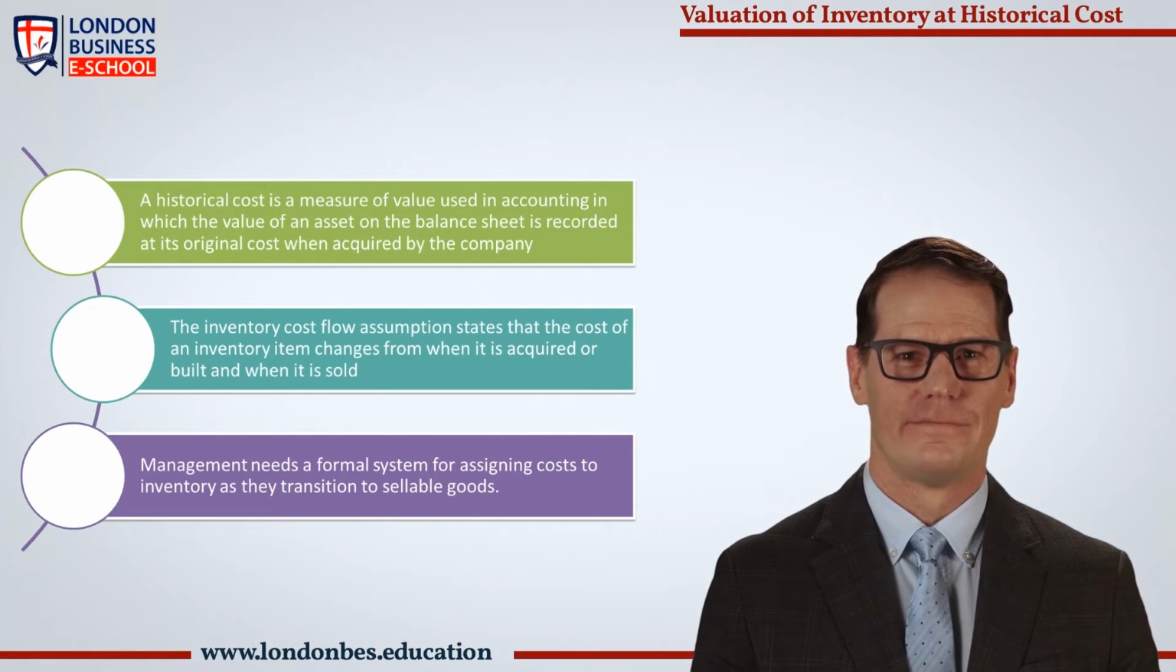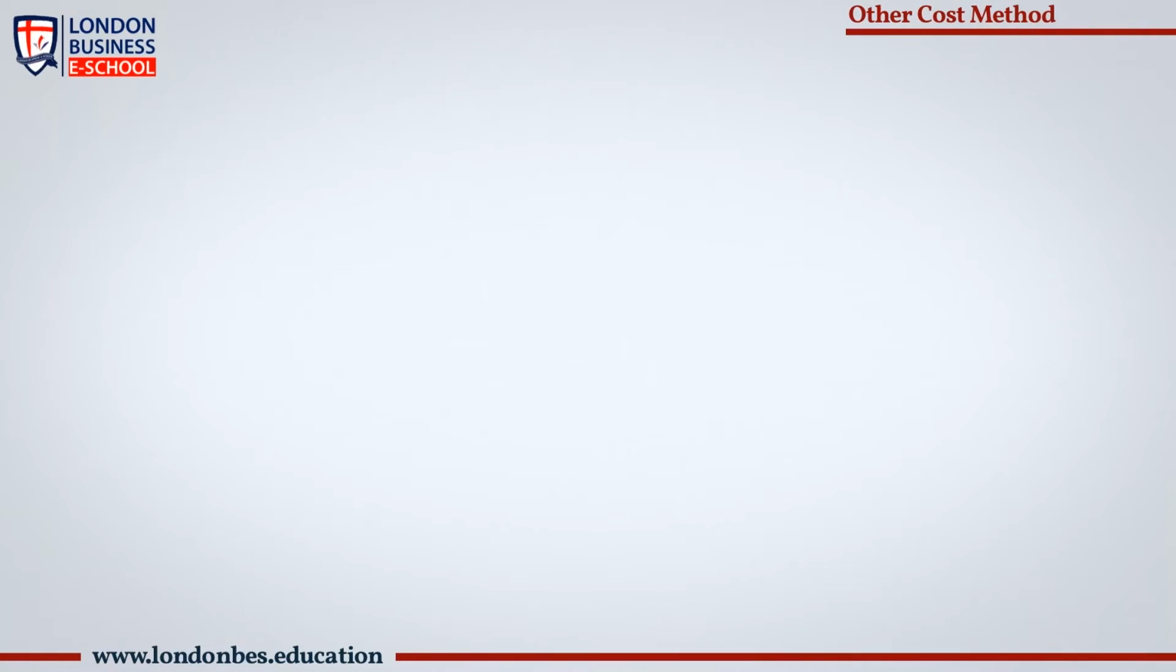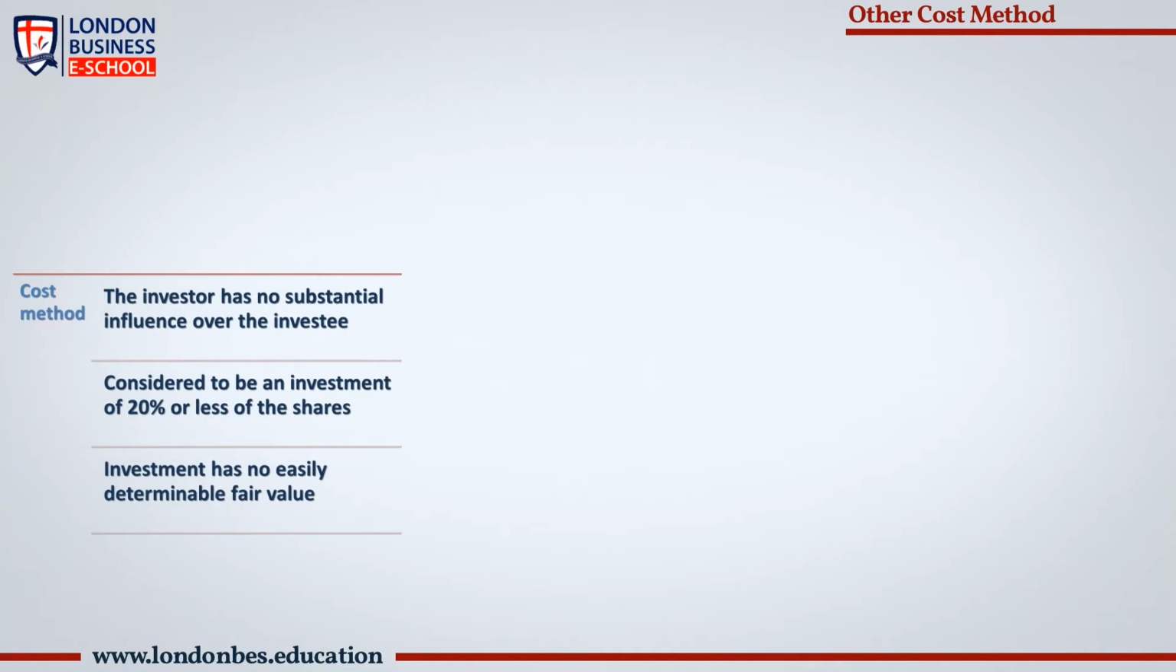Other cost method. When an investing entity invests and the investment has the following two criteria, the investor accounts for the investment using the cost method. The investor has no substantial influence over the investee, generally considered to be an investment of 20% or less of the shares of the investee. The investment has no easily determinable fair value.